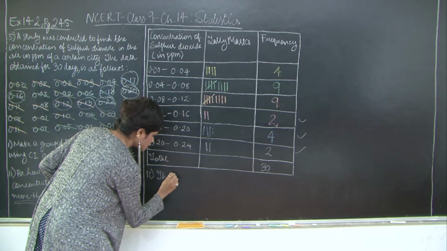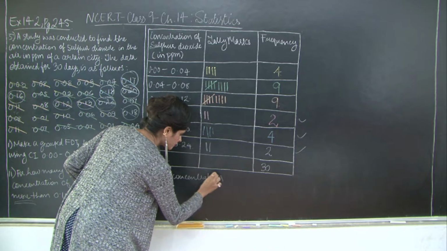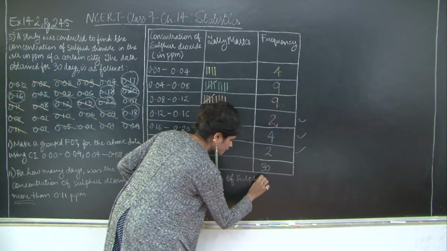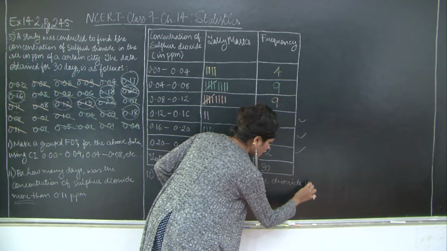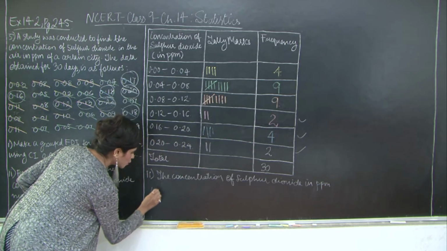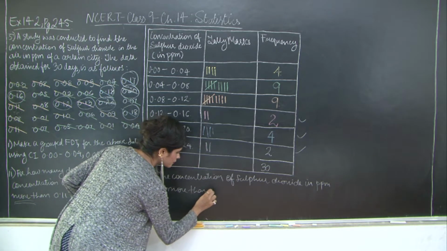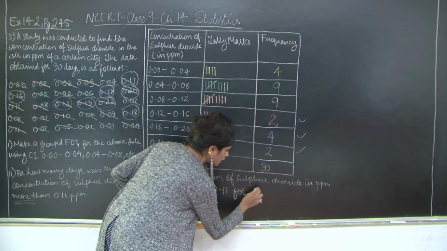The concentration of sulfur dioxide in parts per million was more than 0.11 for 8 days.